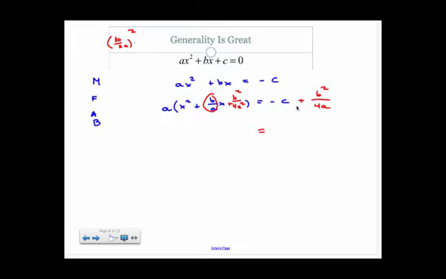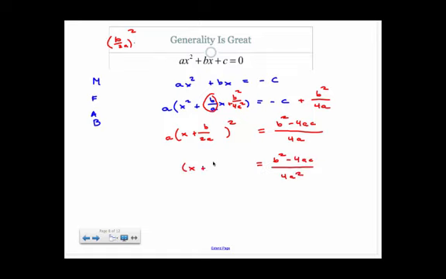Let's get a common denominator here on the left. So I need to multiply top and bottom by 4a. So that would give me b squared minus 4ac over 4a. Now, this is supposed to factor as a perfect square trinomial, and it does. It's x plus b over 2a quantity squared. Let's divide both sides by a. We learned last lesson that that means the a ends up in the denominator. So now you have b squared minus 4ac over 4a squared.